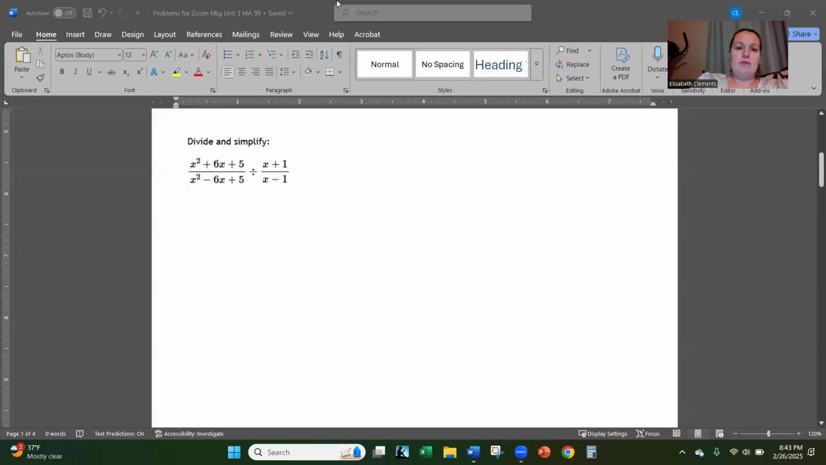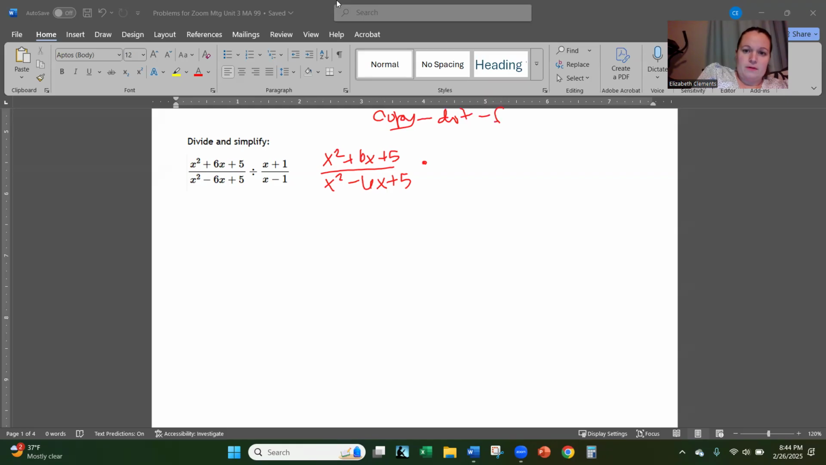But now we have equations. So we're going to work with, again, copy the first part. So x squared plus 6x plus 5 over x squared minus 6x plus 5, dot for the multiplication. And we're going to flip the last one. So x minus 1 over x plus 1.